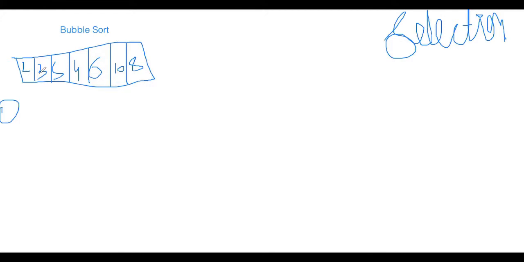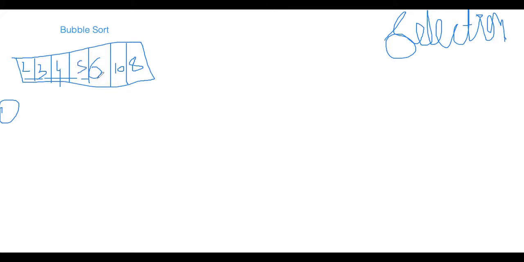So what we'll do? We will compare 2 and 3. Is 2 and 3 out of order? No. 3 and 5? No. 5 and 4? Yes. So we will swap 5 and 4. Okay. So 4 will come here and 5 will come there.